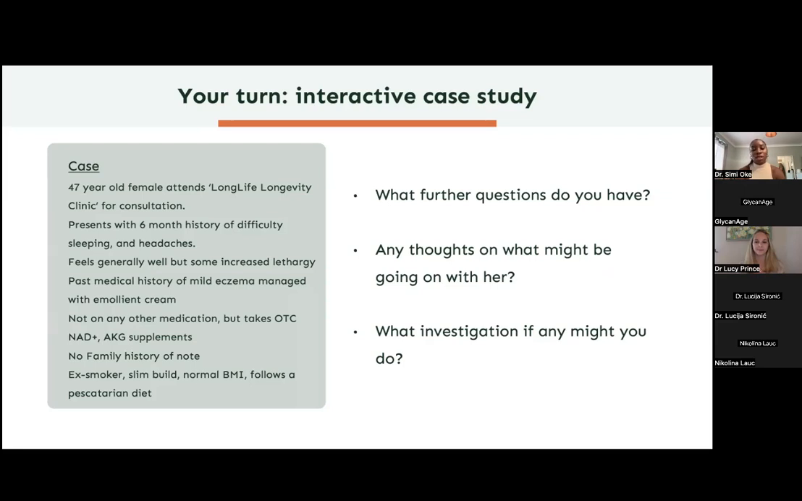She has a past medical history of just some eczema that she manages with creams, but nothing serious of note. She's not on any other medication, but she is taking some over-the-counter NAD+ and alpha ketoglutarate supplements. No significant family history. However, she is an ex-smoker, slim build, normal BMI, and she follows a pescatarian diet. It'd be great to hear in the chat what further questions people might want to ask, or what investigations you would want to do or expect if you're a patient.